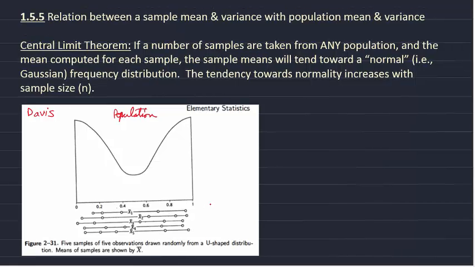So here we have M equals 5 samples and N equals 5 data points in each. For the first sample, we get a data point here, here, here, here, and here. And X bar is somewhere around here. And so forth for the second sample and the third.